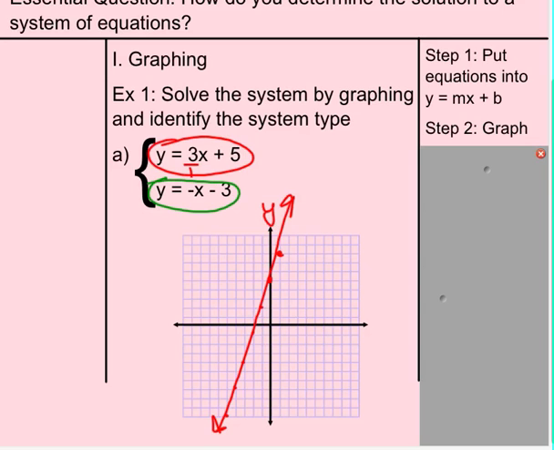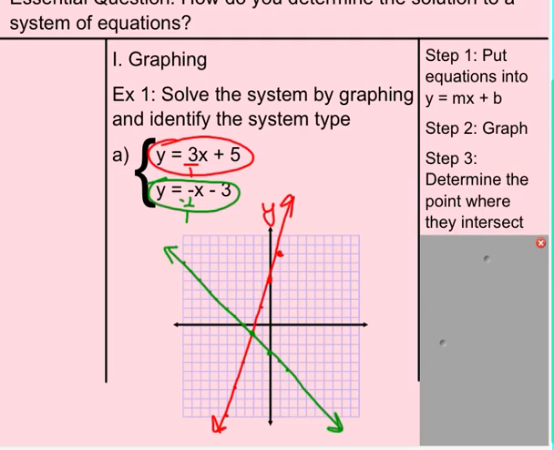The next one is my green line. I'm going to start on the y-axis down 3. And my slope is negative 1 over 1. So I can go down 1 and to the right. But I see my line isn't going to meet the red line if I go that way. So I'm going to go up and to the left. And if you notice, I made that one dot pretty big because that is our solution. That is where it meets our red line. So that's the point where the lines intersect.